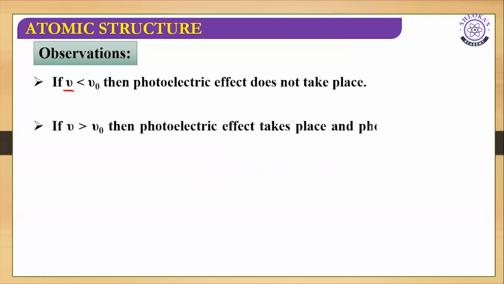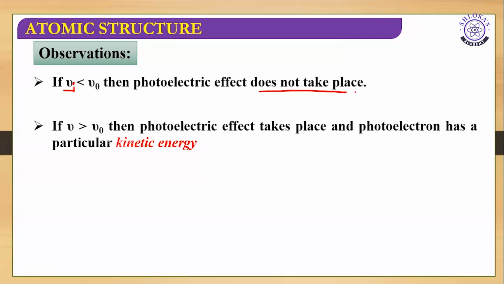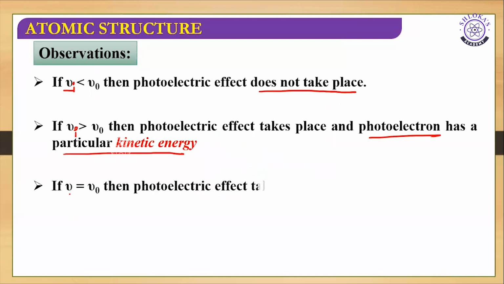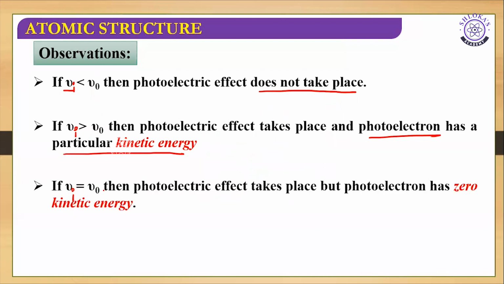If nu I, meaning incident, is less than nu naught, then the photoelectric effect does not take place. If nu is greater than nu naught, meaning incident frequency is greater than threshold frequency, then the photoelectric effect takes place and the photoelectrons have a particular kinetic energy, right? And if the incident light frequency is exactly equal to nu naught, the threshold frequency, then the photoelectric effect will occur, but the electron does not have any kinetic energy, that is, it would have zero kinetic energy. Understood? So these are the three observations you have to keep in mind.